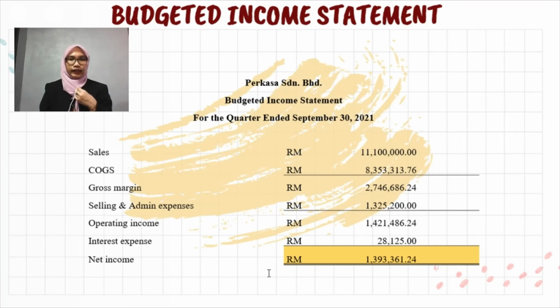The selling and administrative expenses of 1,325,200 ringgit come from the total of the selling and administrative expenses previously. Finally, the interest expenses of 28,125 ringgit come from the cash budget calculation for the interest payment after borrowing. Therefore, the budgeted net income of Perkasa Sundaram Berhad is RM1,393,361 and 24 cents.